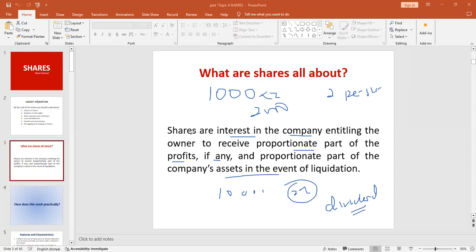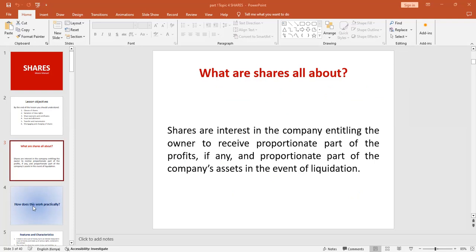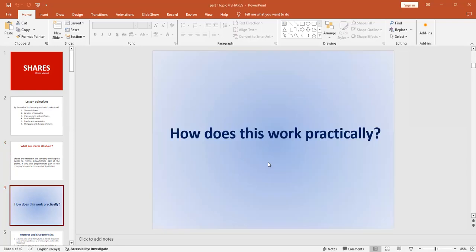Okay, so that's just the thing. Why do companies have shares? Well, shares are just designed to help the company raise money, which is something you need to understand, because they're assets. They're like any other asset the company has.